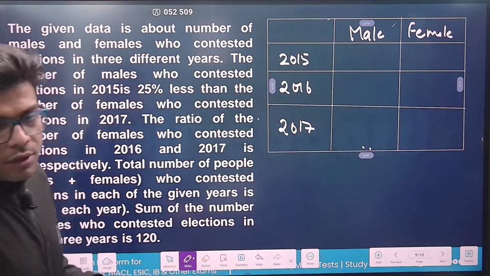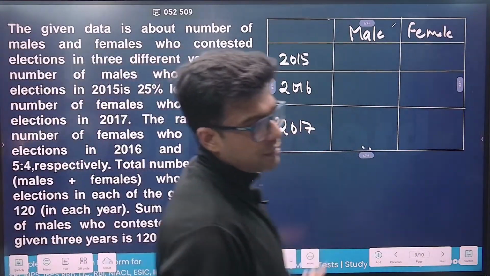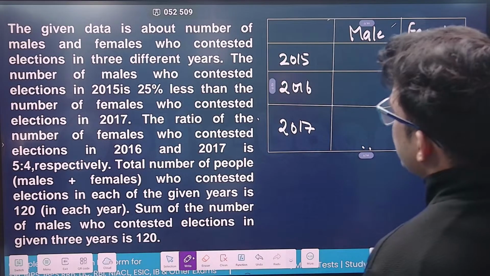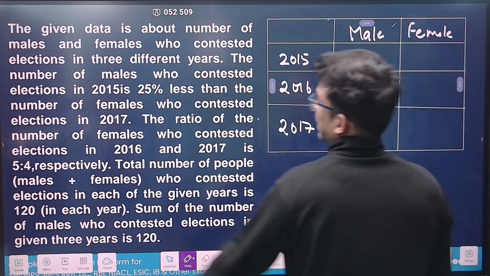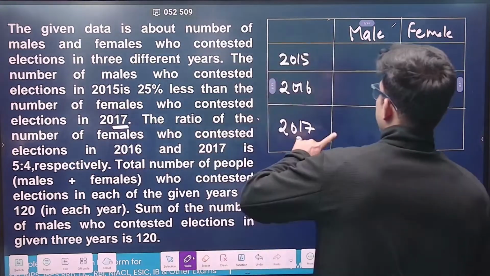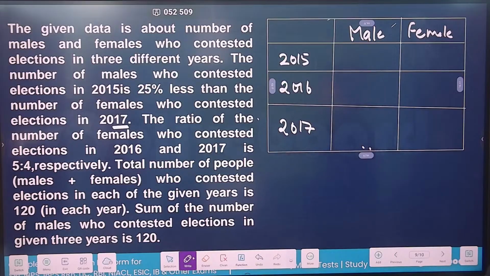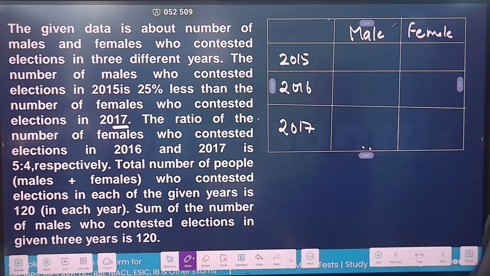What I need to do is make this whole word problem into this tabular form so that it becomes easy for me. I'm just revising it right now. They are saying that the number of males who contested election in 2015 is 25% less than the number of females who contested election in 2017. So from female it is 25% less.